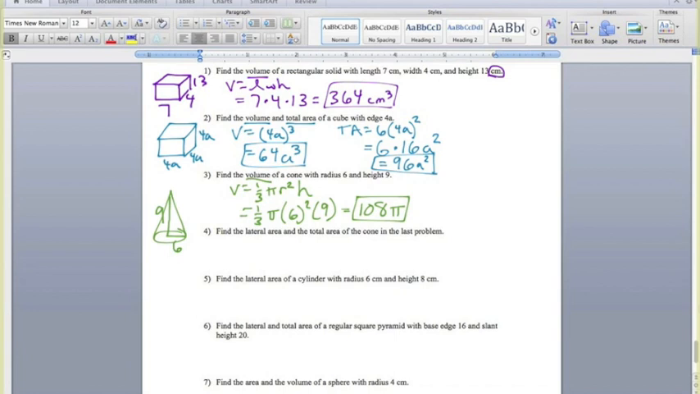Are you typing the 1/3? 1 divided by 3, or just divided by 3? Gotcha.